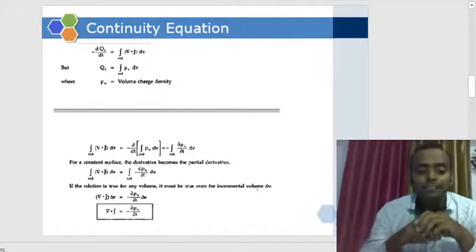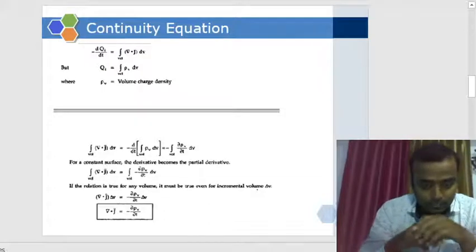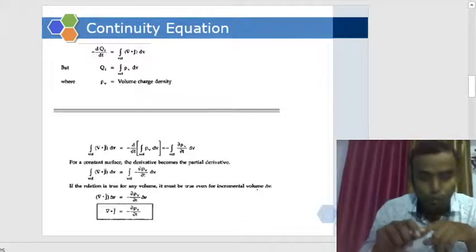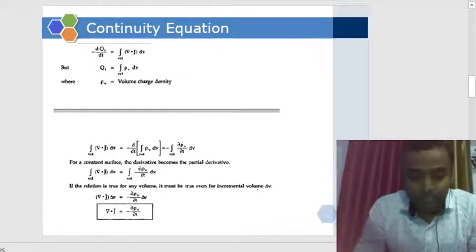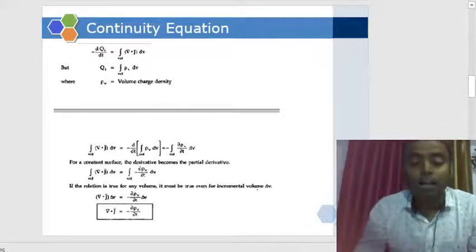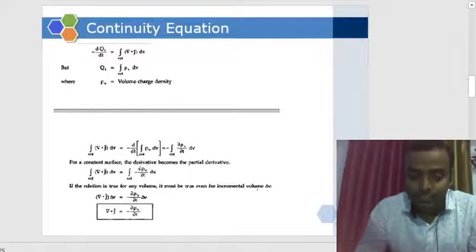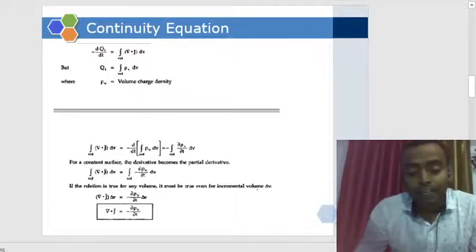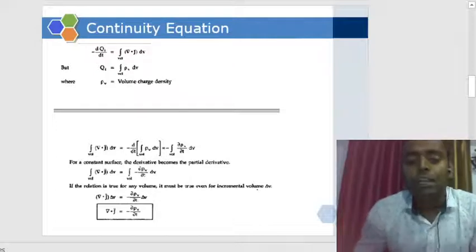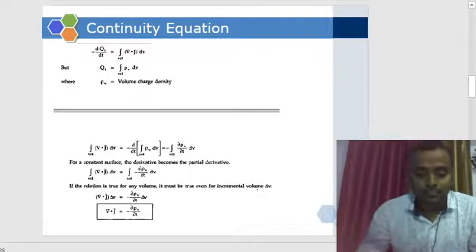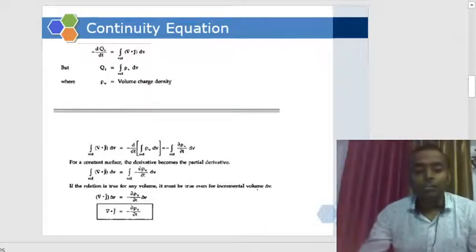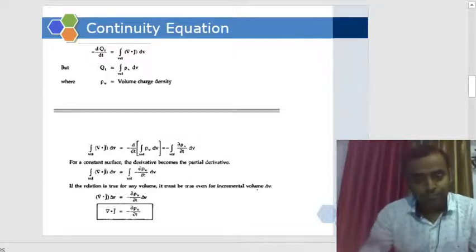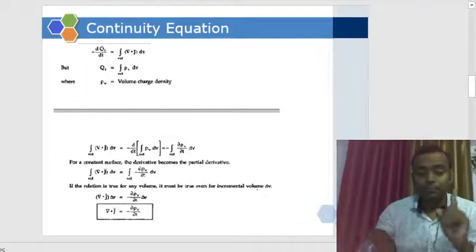So initially we can write, this is a point form of continuity equation which states that the divergence of current density is equal to the negative rate of change of volume charge density, isn't it? So this is the point form of continuity equation. Okay, so don't forget, sometime they ask.